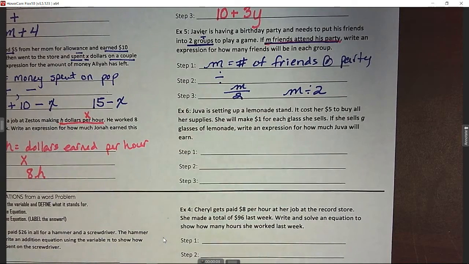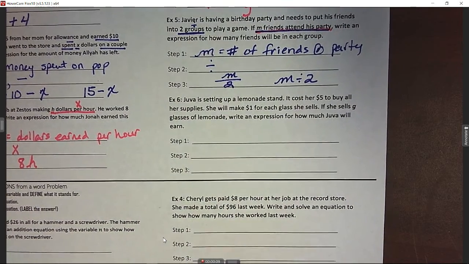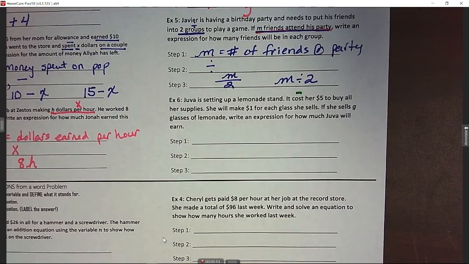Okay, let's see how this went for you. Huva is setting up a lemonade stand. It costs her $5 to buy all her supplies. So if it costs her something, you might want to be thinking about subtraction there, right? So it costs her that.